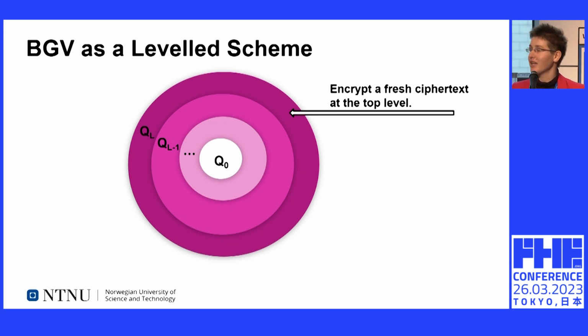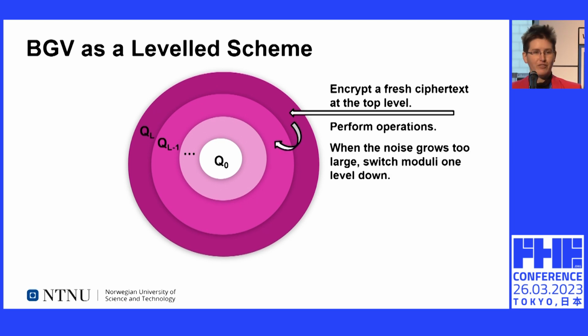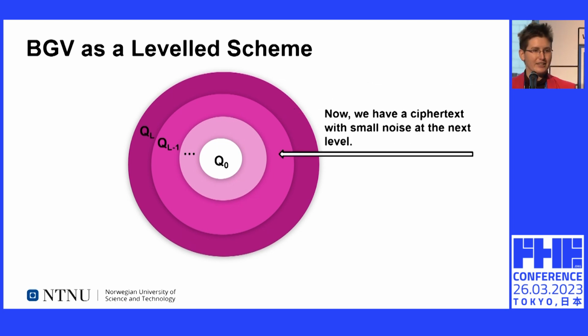So at the beginning, we encrypt a ciphertext at the top level. And then we perform a couple of operations, and eventually the noise will grow dangerously big so that decryption may not return a correct result any longer. So then we can switch moduli. That is, we go one lower. We now have a ciphertext that is with respect to one level lower, QL minus 1, and the noise gets reduced by approximately the ratio between QL minus 1 and QL. And so now we have a ciphertext at the next level that has small noise again.